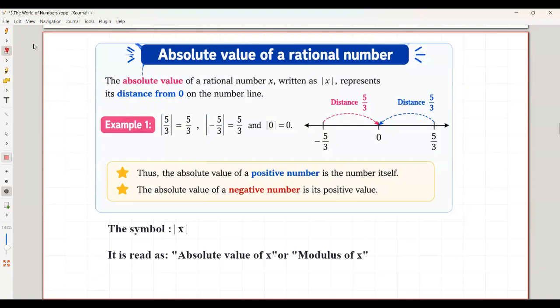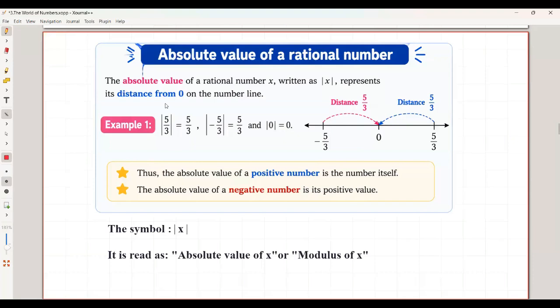Absolute value of a rational number. What is the absolute value of a rational number x? It is written inside 2 lines. This line is called the modulus. Modulus of x, or absolute value of x, represents its distance from 0 on the number line. So we know distance will always be positive.